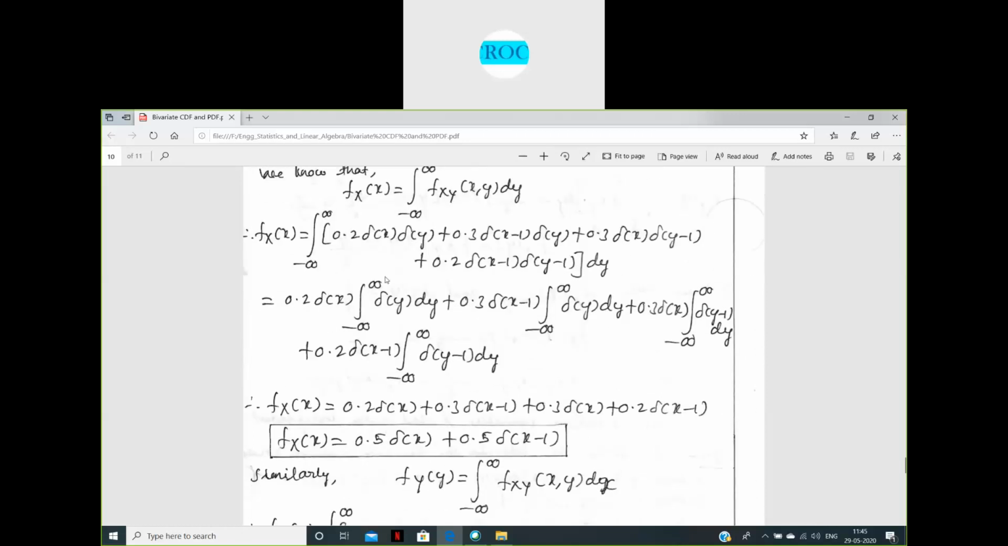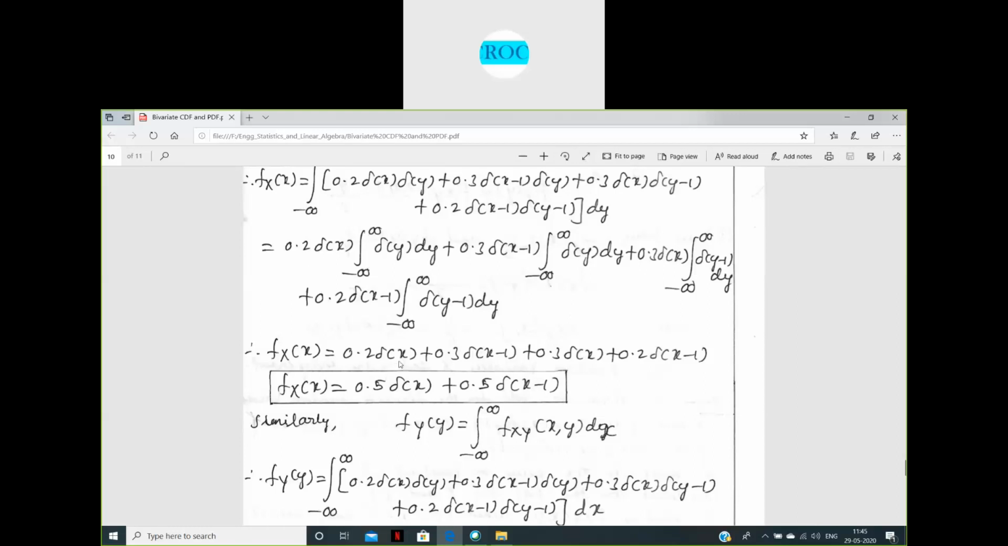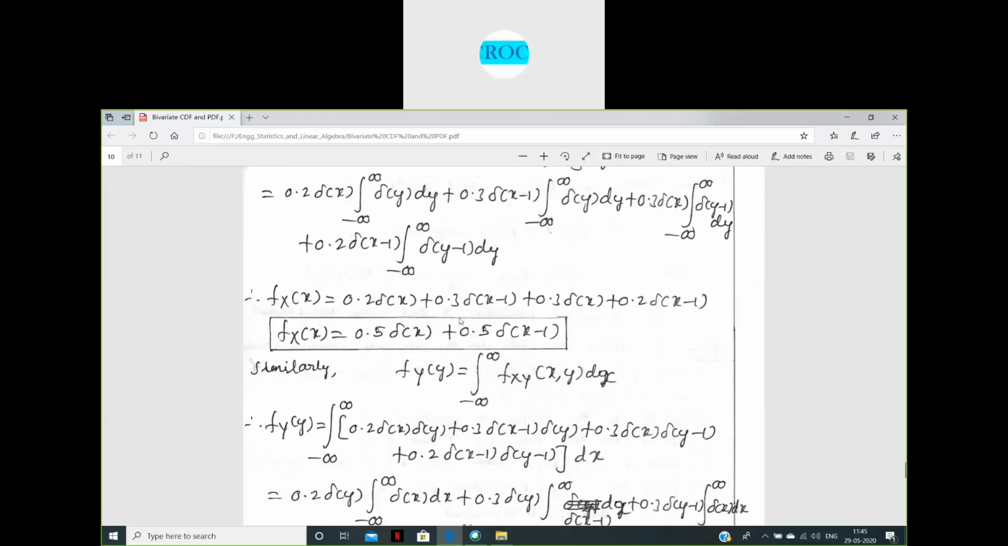Now we know, by looking at the two formulas, that each of these integrals is equal to 1. So from the first term we have 0.2 δ(x). From the second term we have 0.3 δ(x−1). From the third term we have 0.3 δ(x), and from the fourth term we have 0.2 δ(x−1). Combining, how do we write it? 0.5 δ(x) plus 0.5 δ(x−1). This is the PDF for the random variable x.